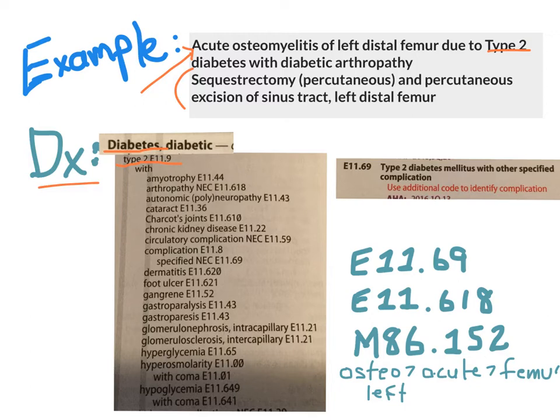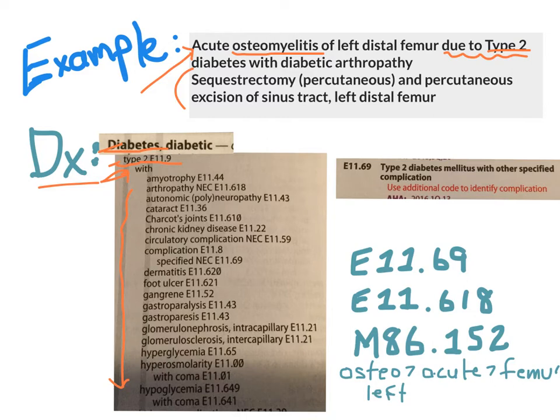Now here we're going to pull in an interesting subterm under the type 2 diabetes. So looking back up here again at our diagnosis statement, we have the acute osteomyelitis and it's telling us that it's due to the type 2 diabetes. So when we come to diabetes type 2, subterm with, we scroll down through here and you will find that there is no subterm for osteomyelitis, right? We have the type 2 diabetes. It's telling us that the osteomyelitis is due to that diabetes, but there's no subterm.